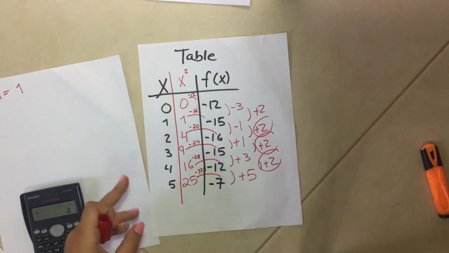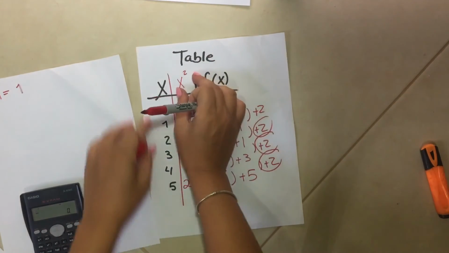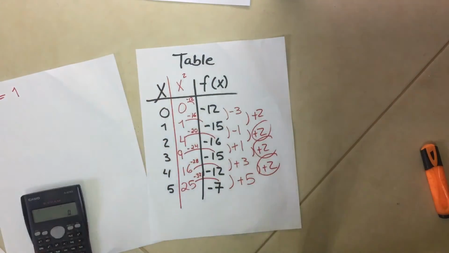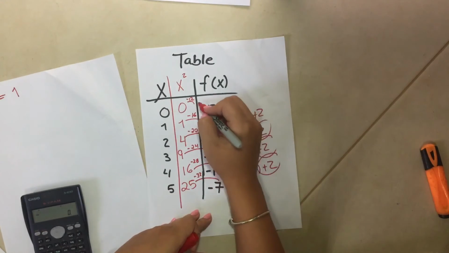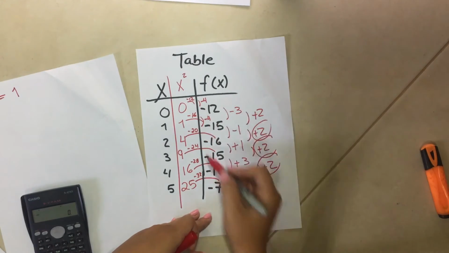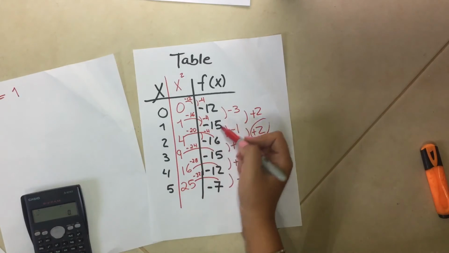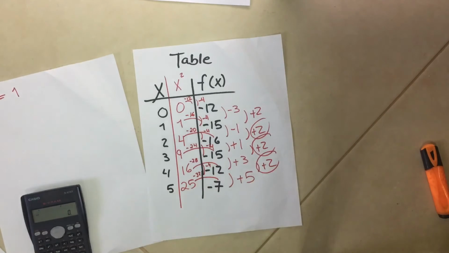Just by doing that, I can already see the pattern in this second column of our table. The difference between -12 and -16 is -4. The difference between those is also -4. -20 and -24 is also -4, and -24 and -28 is also -4. So we found another pattern in our table.